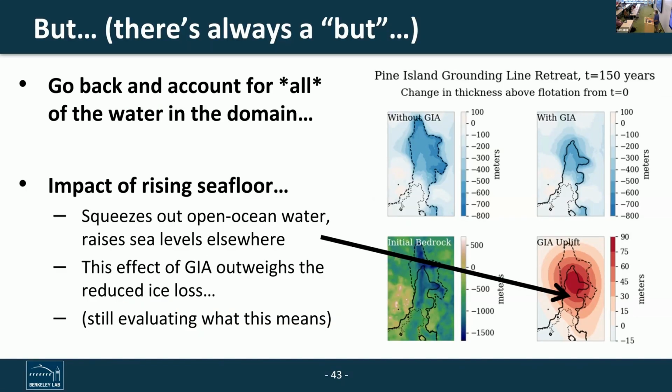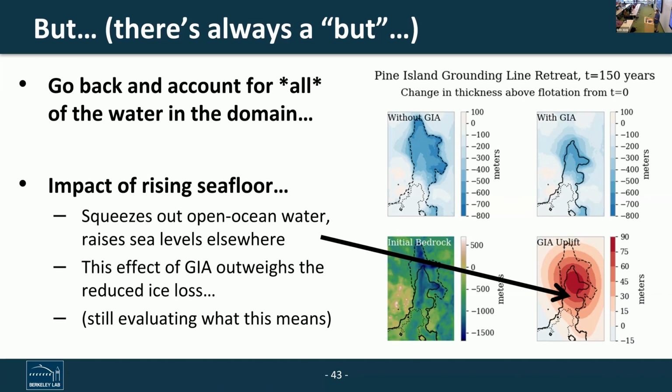And it turns out there's always a but. One of the things we were trying to figure out is what exactly this means. So what we did is look at the total amount of water in the domain, right? So you add up all the water that's in the ice and all the water that's in the sea. And it turns out that what we'd missed was the impact of the rising seafloor. So fine, the ice sheets were retreating less dramatically, but this rising seafloor actually squeezes out the open ocean water and puts it somewhere else, right?